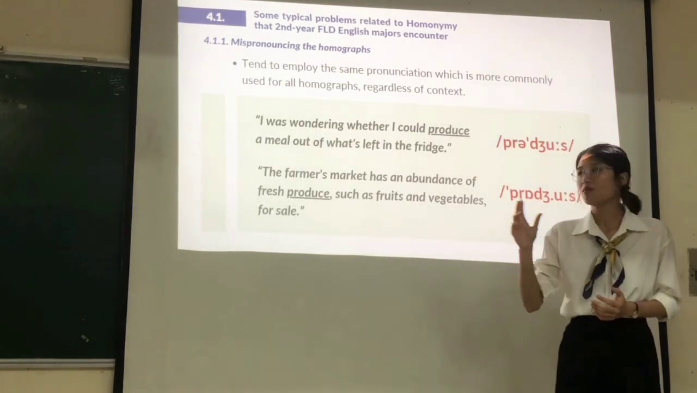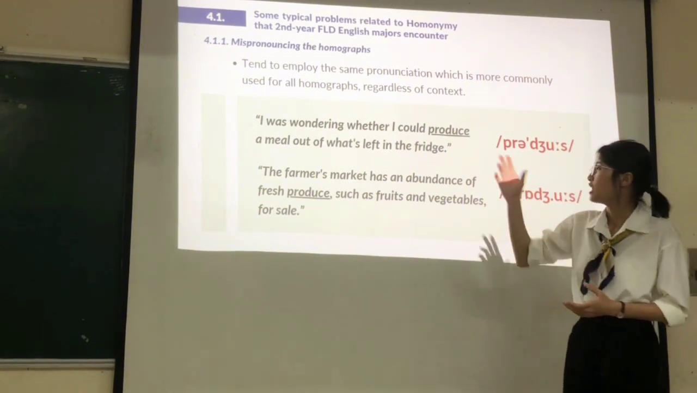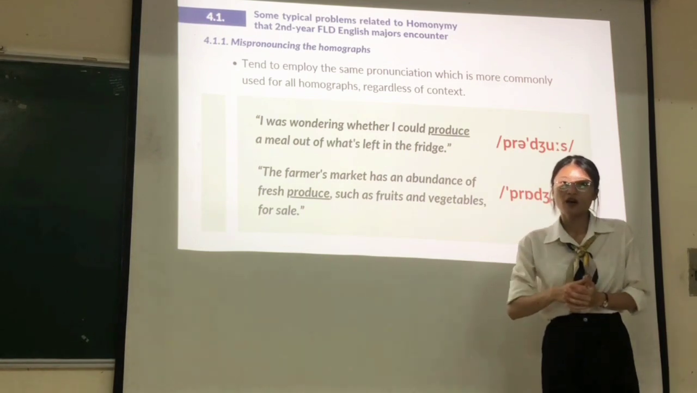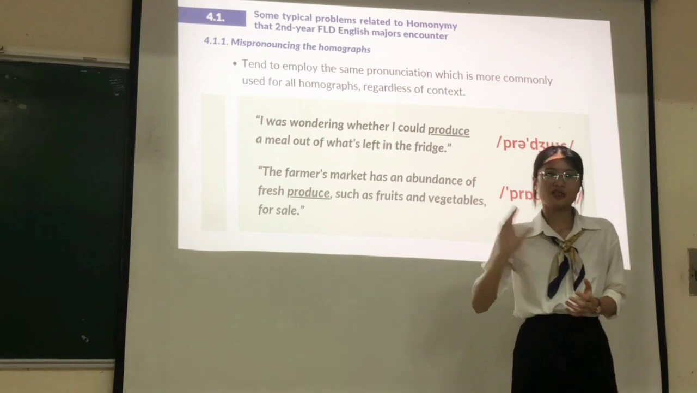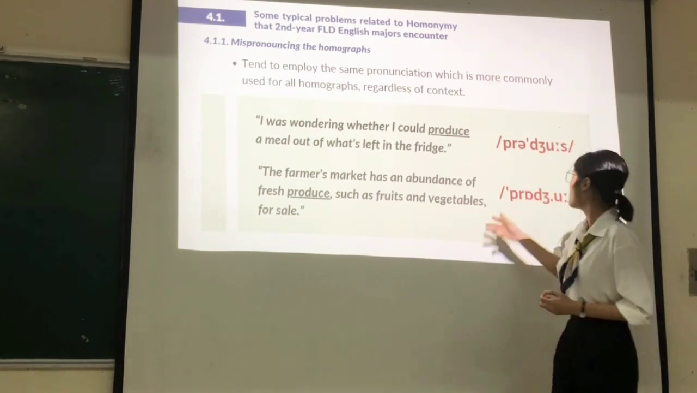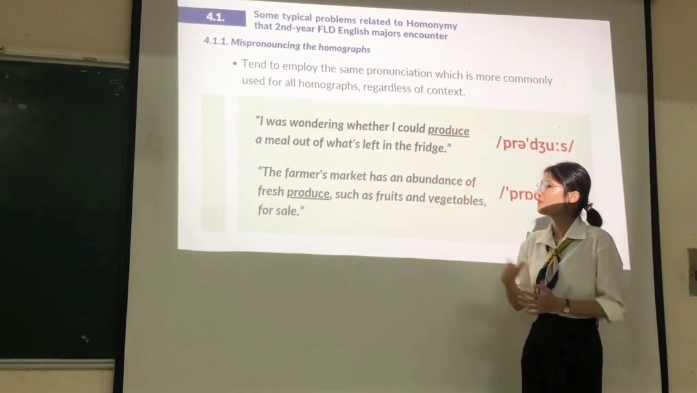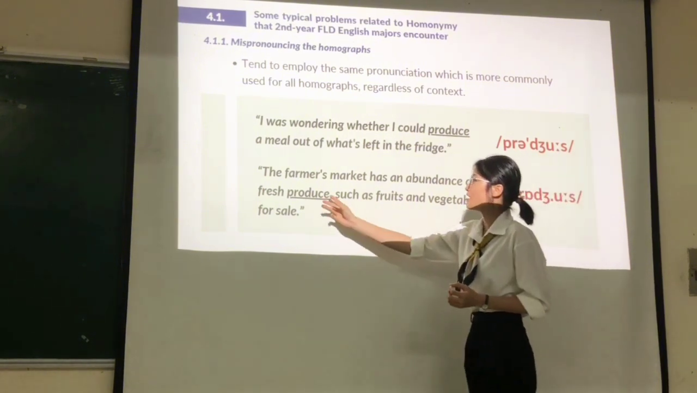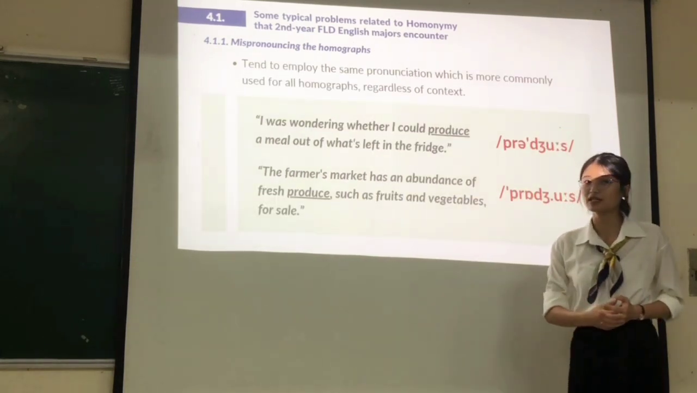There are 2 most common mistakes that the participants made. The first one is that they tend to employ the same pronunciation, which is more commonly used, for all homographs, regardless of the context. Now take a look at this example. The results show that all participants correctly pronounced the verb produce in the first sentence. However, they used this pronunciation for the noun in the second sentence, which has a different right pronunciation.